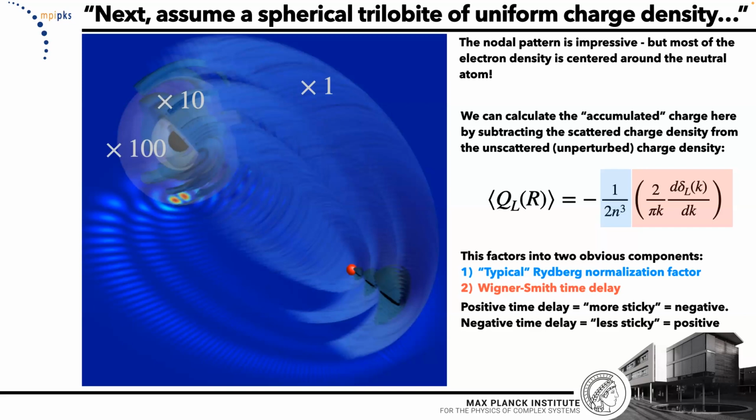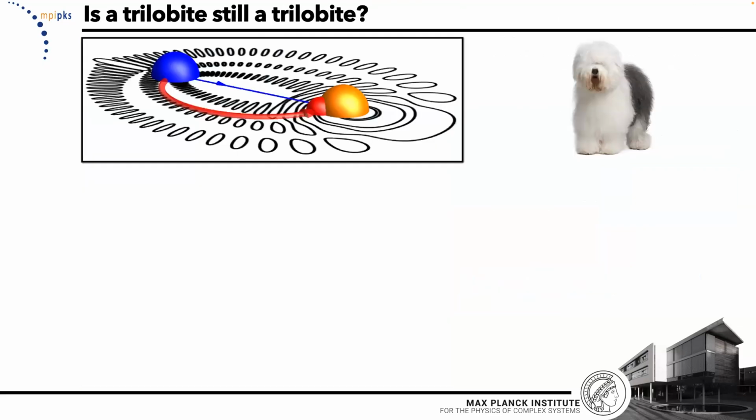And this negative sign out front means that this gives you a negative charge there. And vice versa, if you have a negative time delay, the electron is kicked away more than it would be in free space. And this gives you an effective buildup of charge on the perturber. And so then we thought maybe a different picture is in mind.